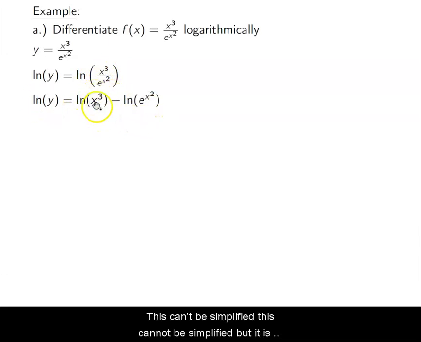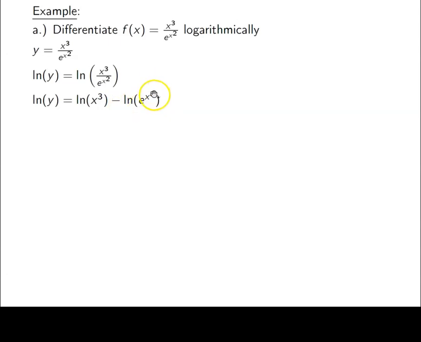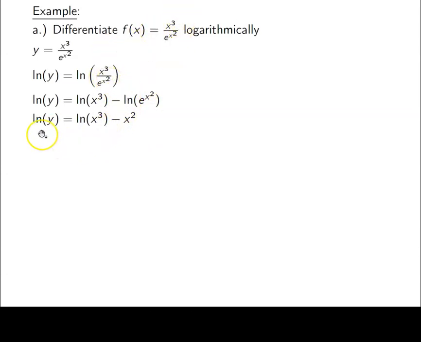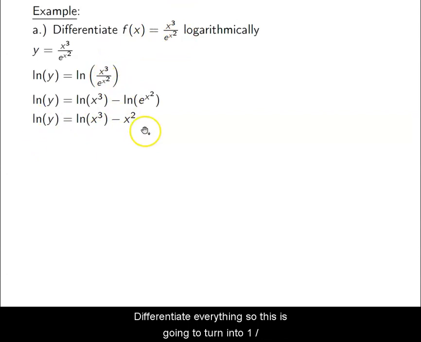This can be simplified, this cannot be simplified, but this actually turns into x squared because I have natural log of e. The power rule says that this comes down. Okay, so it looks a little bit nicer maybe than what it did before. Now what I'm going to do is differentiate everything.